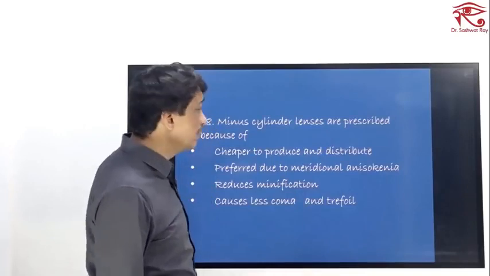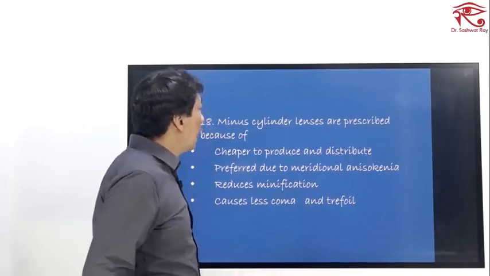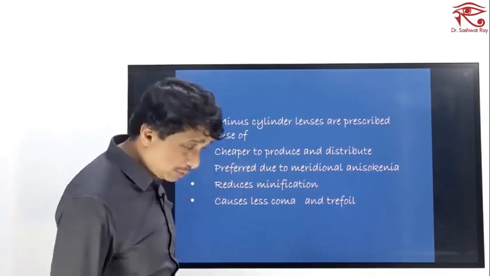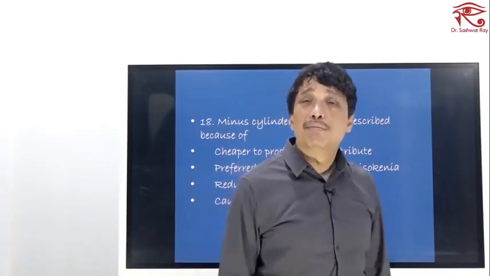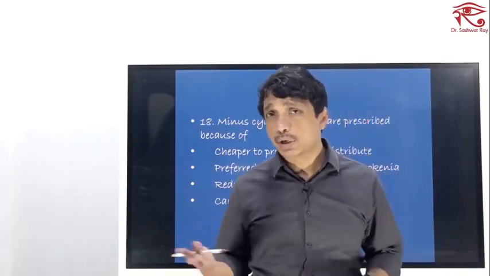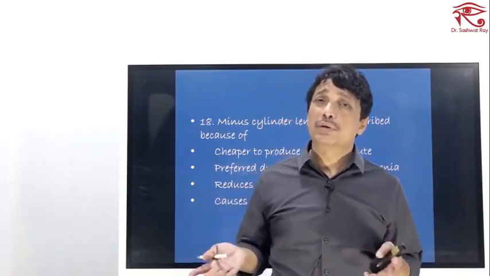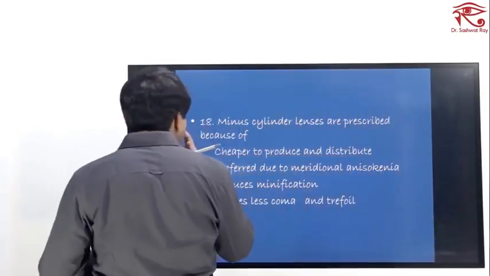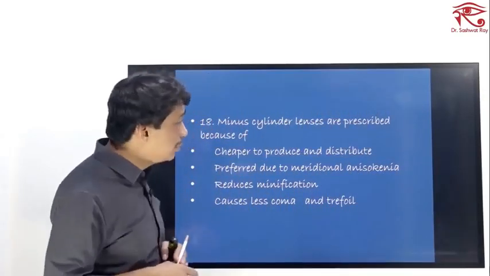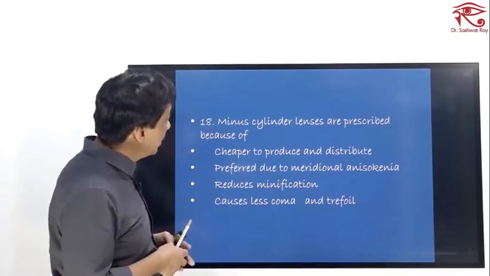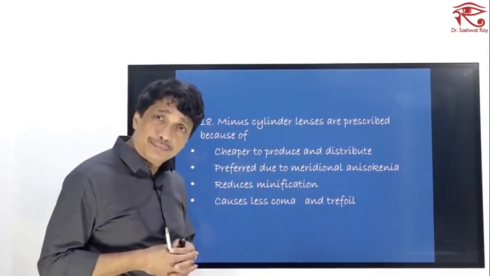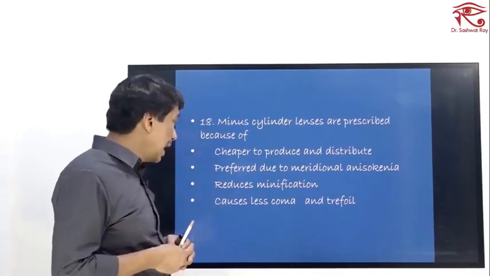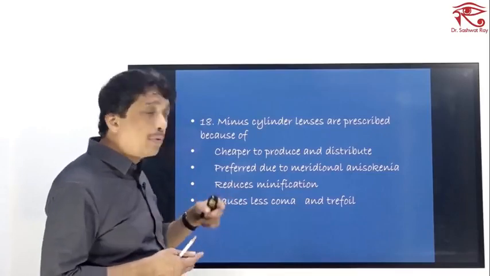That is a very interesting question. Question number 18, more difficult ones coming up. Minus cylinder lenses are prescribed because of, you know or should know, that mostly we prescribe minus cylinder lenses, not plus cylinder, though we can transpose them, but we prefer to prescribe cylinders in minus form in spectacles. But why? Number one, is it because it's cheaper to produce and distribute? Number two, is it preferred due to the meridional aniseikonia? Number three, is it because it reduces minification? And number four, is it because it causes less coma in trefoil?